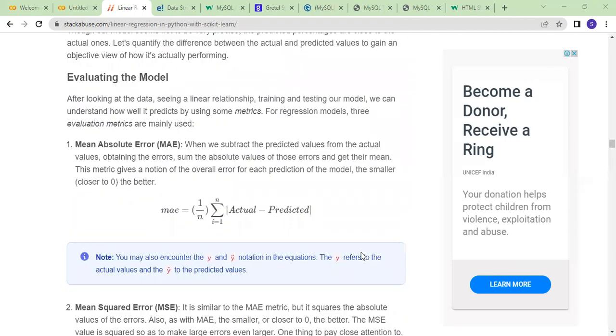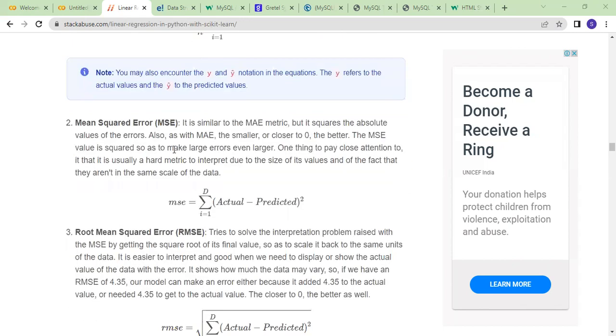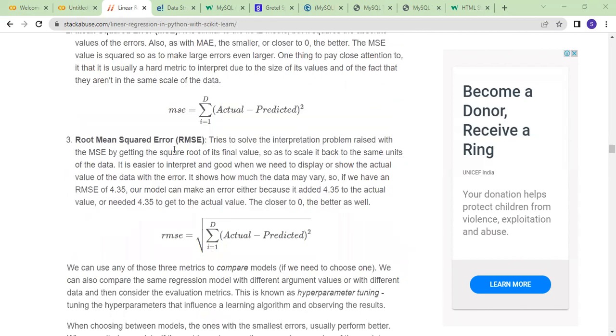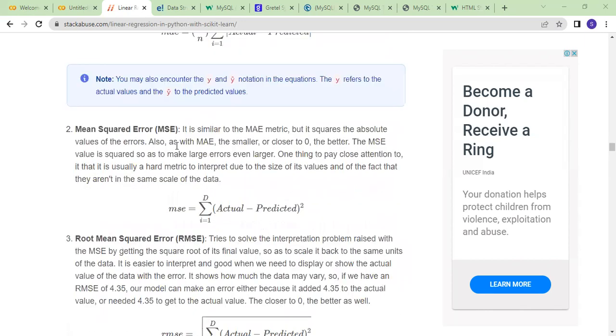We want to evaluate the model, and this evaluation is mainly done in supervised machine learning. So how is this evaluation of the model done? It is done through three different metrics: the mean absolute error, the mean squared error, and the root mean squared error.